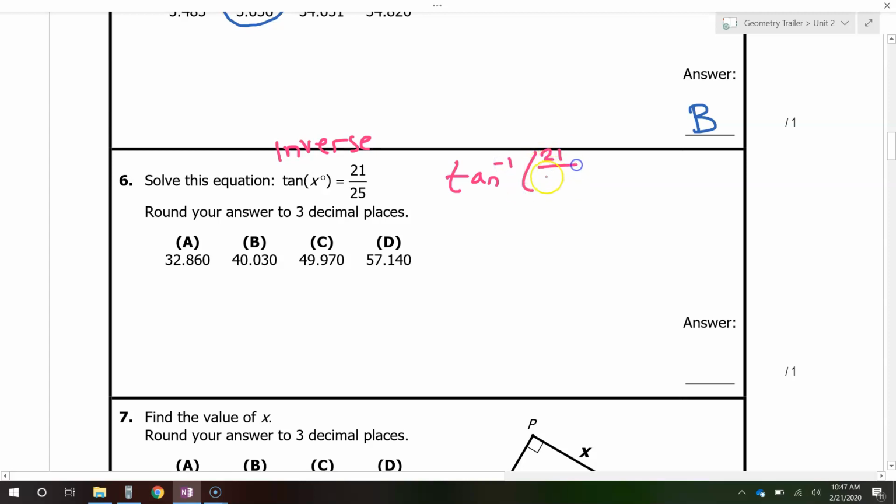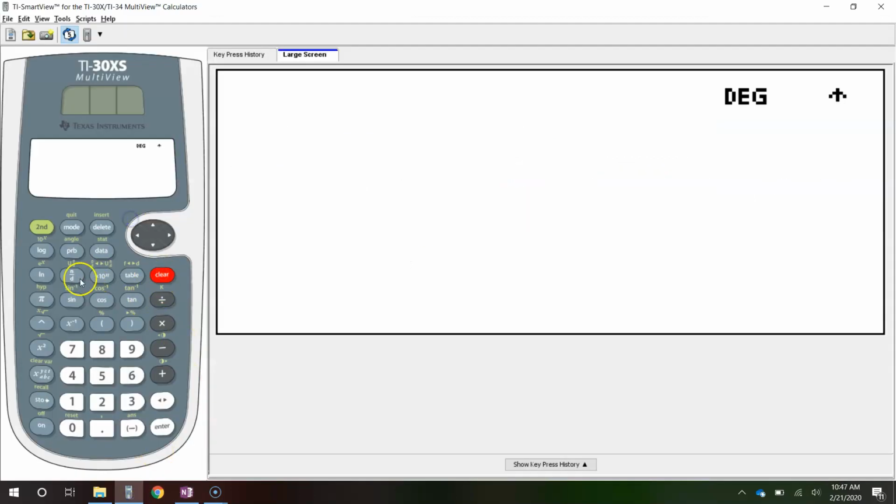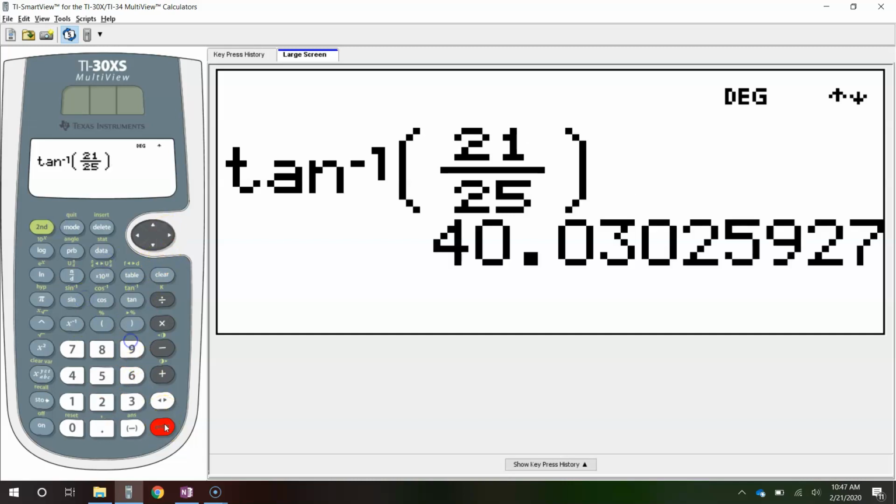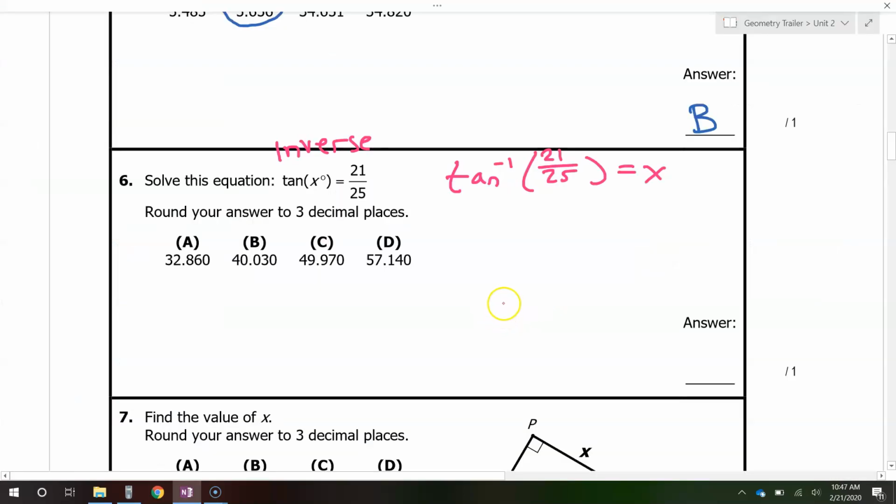And I will do the inverse tangent of this fraction. And that will give me x. So inverse tangent of 21 over 25. So inverse tangent, so I do second tangent, 21 over 25. 40.030. Okay, that is B.